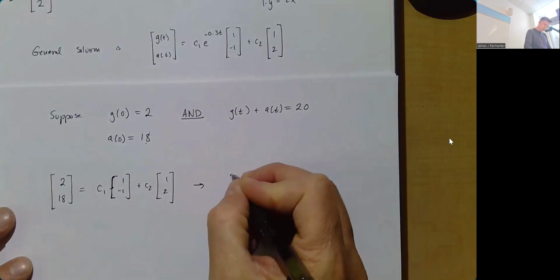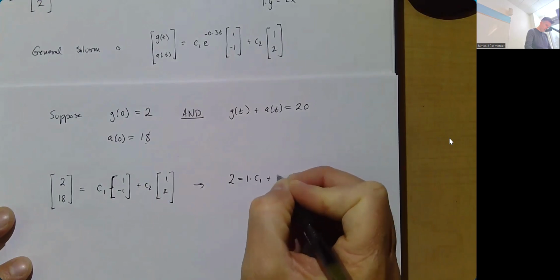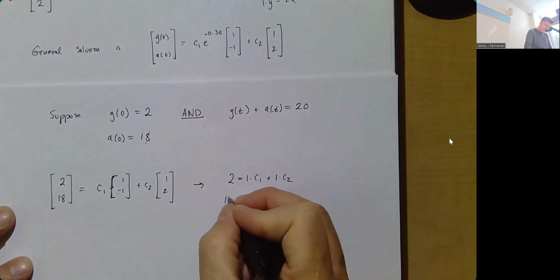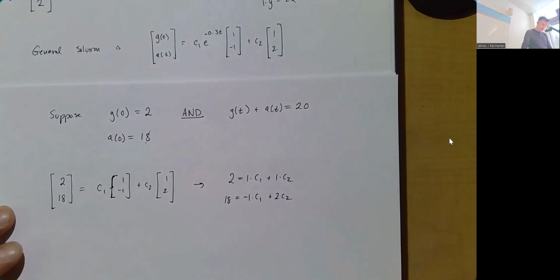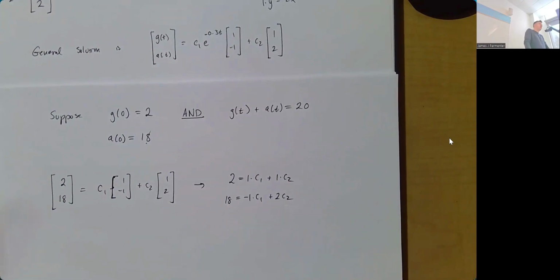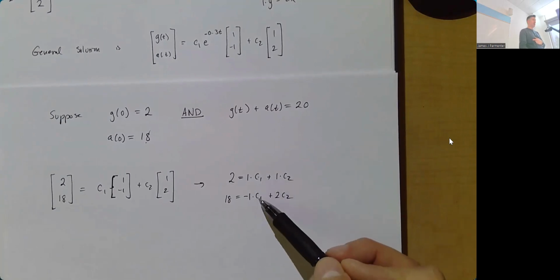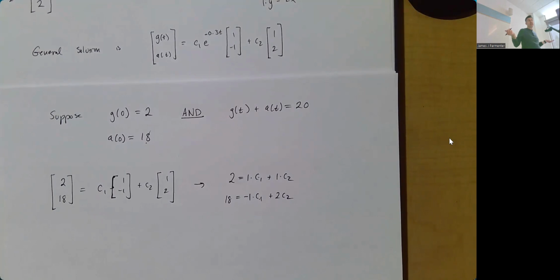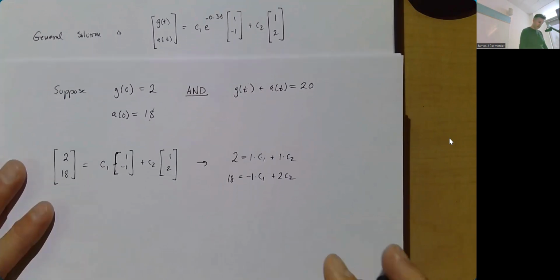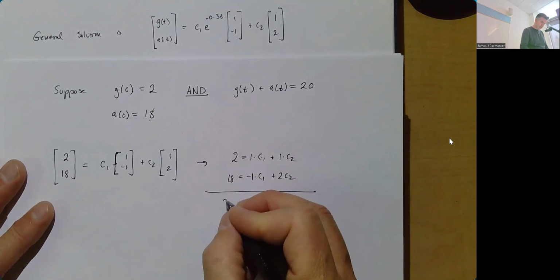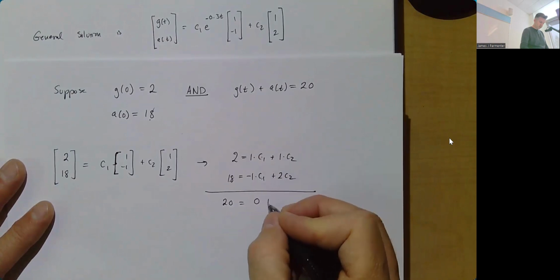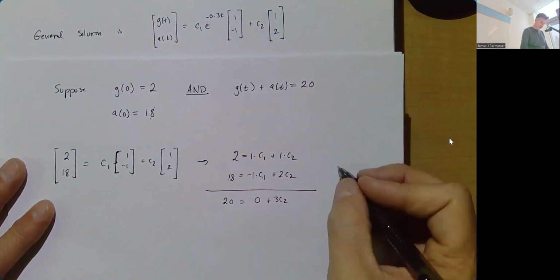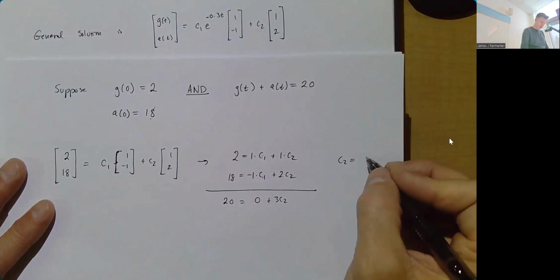So we're going to get that 2 equals 1 times C1 plus 1 times C2, and 18 equals negative 1 times C1 plus 2 times C2. You could solve for C1 and C2 and plug back in, but I'm noticing that I have C1 and negative C1 here. So if I just add these equations together, it's really easy to solve for C2. We get 2 plus 18, C1 minus C1 is 0, and C2 plus 2C2 is 3C2. So we end up getting that C2 is equal to 20 divided by 3.